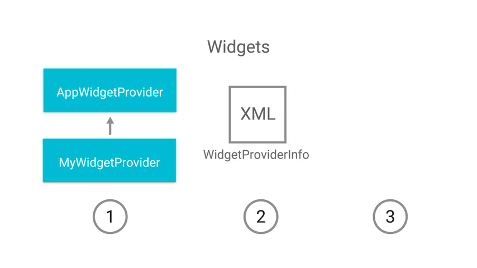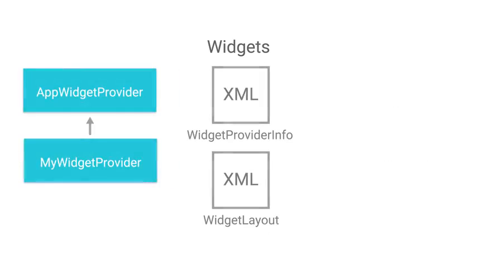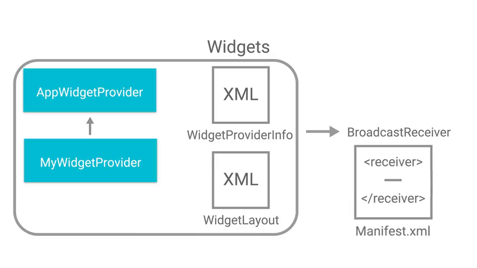And finally, you'll also need an XML layout that describes the widget's views, which will be similar to any other layout file with some limitations. Now this file will go into the layout folder. So internally, widgets communicate with the app using broadcast messages. This makes widgets a broadcast receiver. So for it to work, you'll need to register the widget provider in the manifest using a receiver tag.